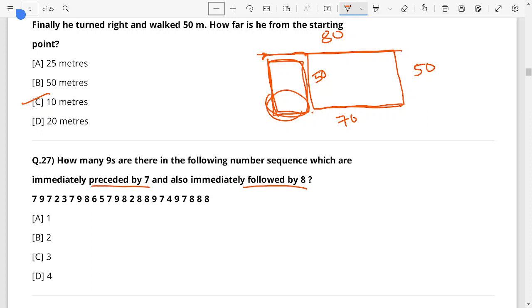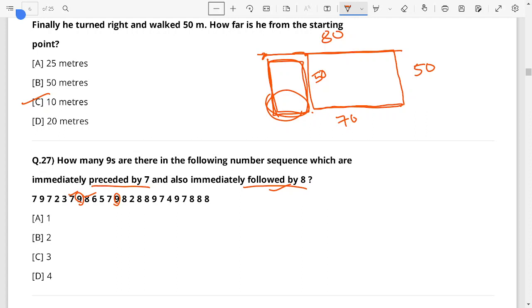That is, 7 has to come before 9. Okay, we have one here. So 7 came before 9, and 8 also came after 9, followed by 8. So we have one number here, then 7, 9, 7. Just look at the pattern here, guys, right? Here also we got another number, that is 7, 9, 8. Okay, it is immediately preceded by 7 and immediately followed by 8, right? So we got two numbers.